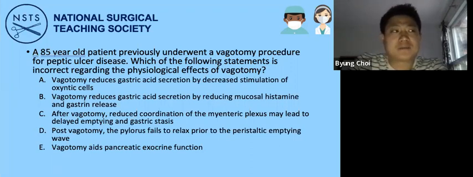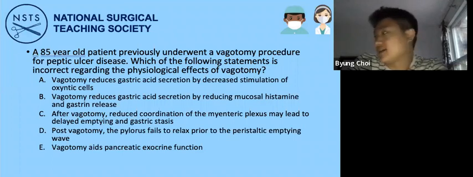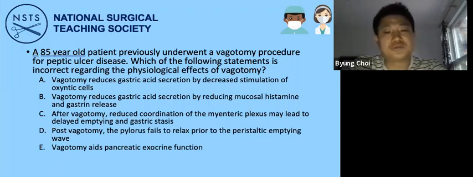Now, if you think about the vagus nerve, in effect, that helps parasympathetic drive, which helps rest and digestion. Pancreatic exocrine function is going to be active within that phase, so it's going to be positively affected by the vagus nerve. When you're digesting, you need to release all of these exocrine enzymes into your gut. And so if you do a vagotomy to reduce the vagus nerve stimulating, it's not going to aid exocrine function, it's going to reduce it. So E is incorrect. Okay.